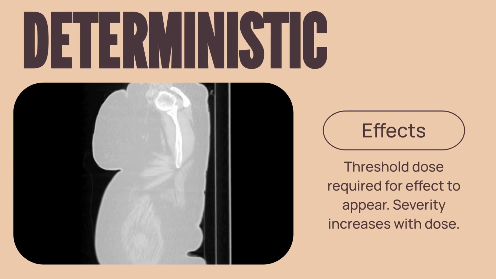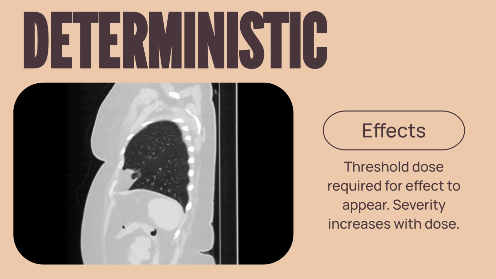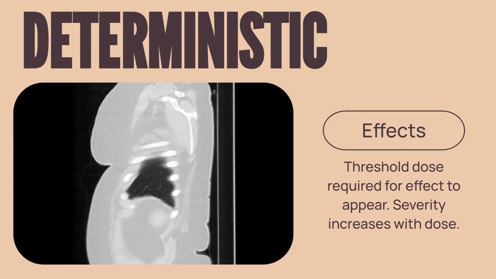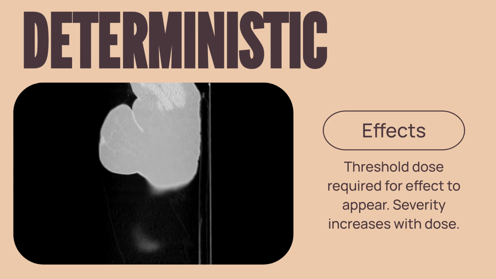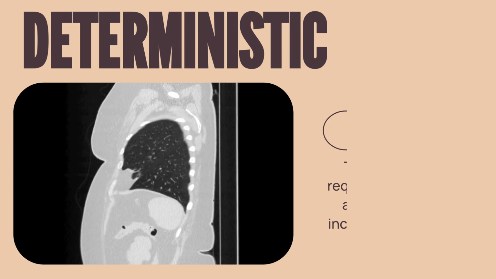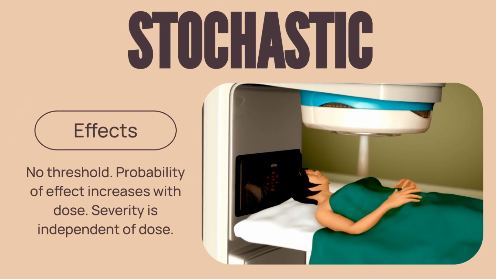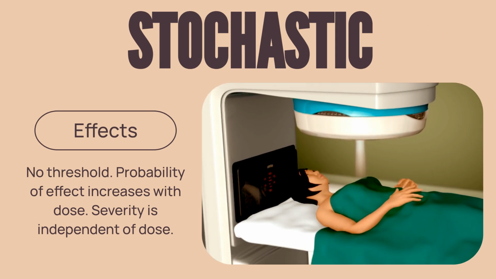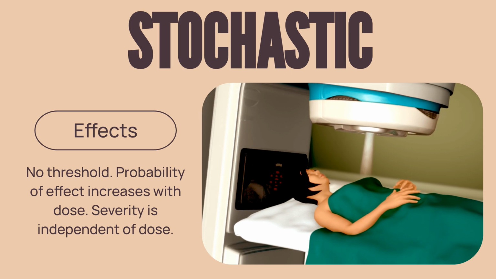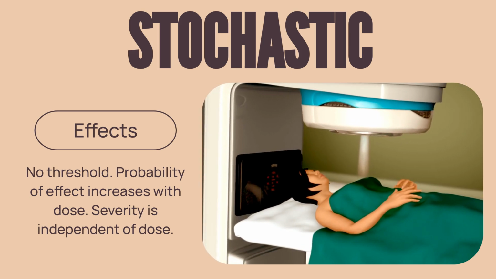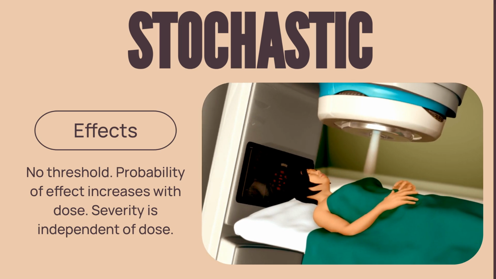Deterministic effects are those that have a threshold dose, meaning a certain amount of radiation is needed before the effect appears. Once this threshold is crossed, the severity of the effect increases with the dose, such as skin burns or organ damage. Stochastic effects, on the other hand, have no known threshold. The probability of these effects occurring increases with the radiation dose, but the severity of the effect itself is independent of the dose. Cancer is a prime example of a stochastic effect.